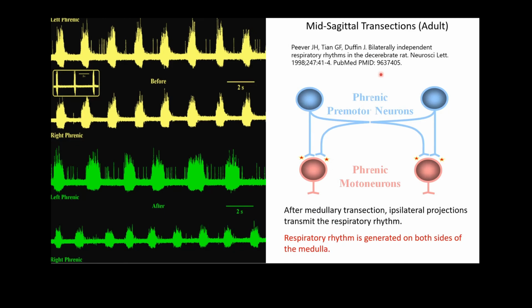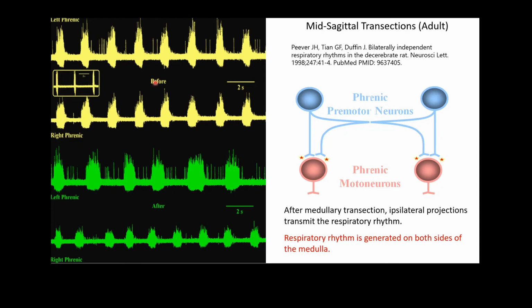Here's the kind of thing that you can get. This is an experiment that John Peever and Guo Feng Tian did in my laboratory. John is now an expert in sleep and a professor at U of T. Guo Feng is now in Rochester as a professor there. So what have we got here? We've got a recording of the left phrenic nerve, the right phrenic nerve. So we have both phrenic nerves.